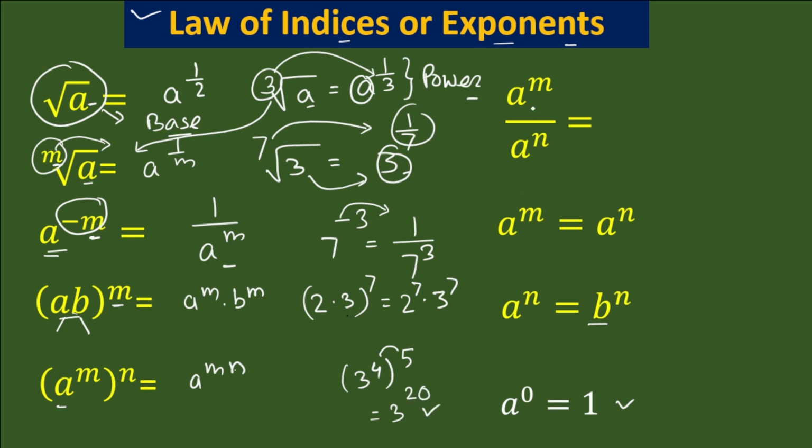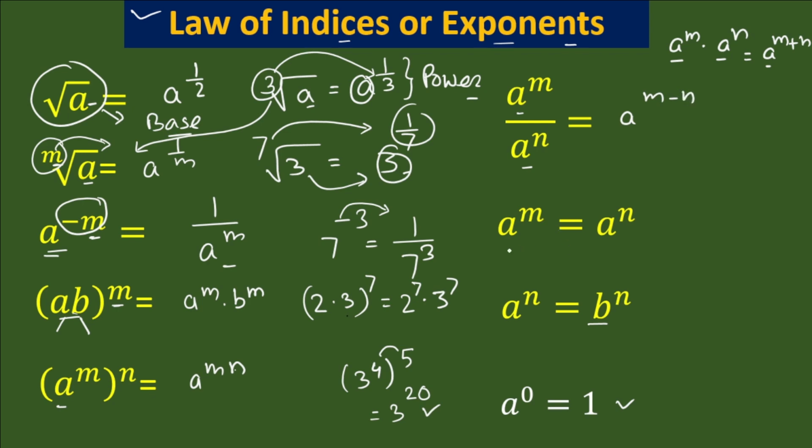Now moving next, we have a powered by m divided by a powered by n. Here the base is the same but the power is different. Before this, if we have multiplication, a powered by m multiplied by a powered by n, the base is the same but the power is different, and the indices formula is a powered by m plus n. We keep the base a the same and we add the powers. Next, in division, we write the same base a and we subtract the powers, m minus n.